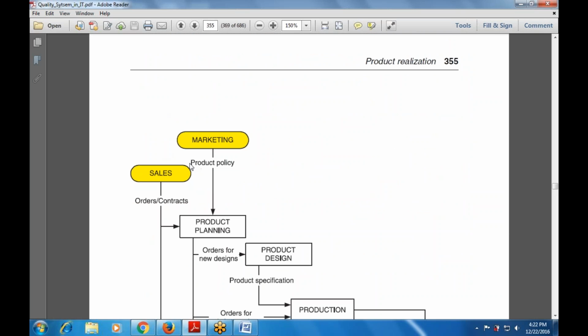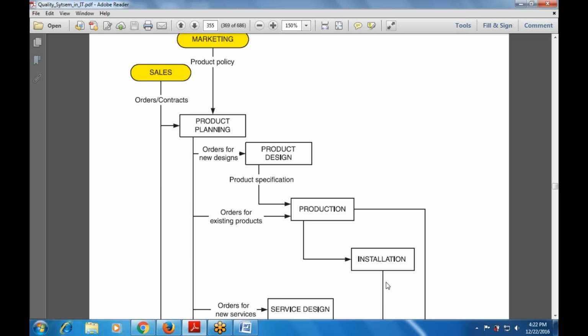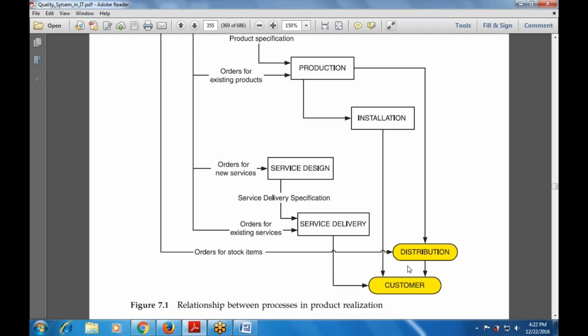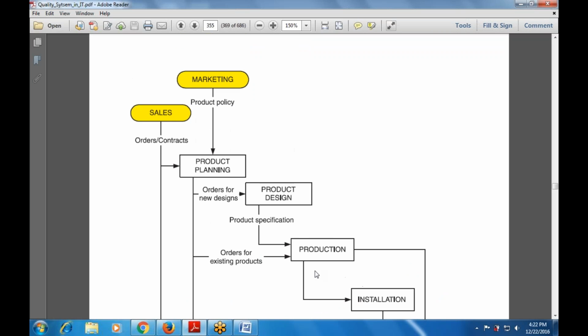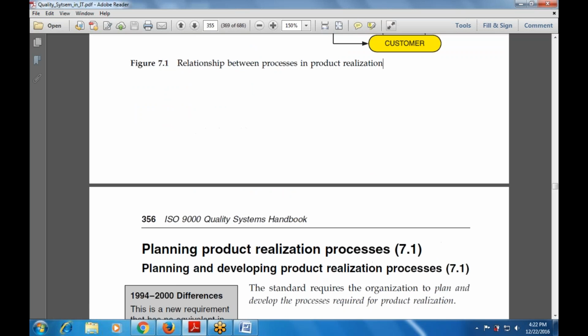So one is marketing, then there is product supply, sales, order contract, then product planning or the product concepts, then there is an order for the new designs, product designs, order for the existing product, production, installation, order for the new services, service design, service delivery specification, service delivery, then the distribution and the customer. So this is the relationship between the processes in the product realization. So there's marketing, then sales, product planning, product designing, production, installation, service designing, and the service delivery.